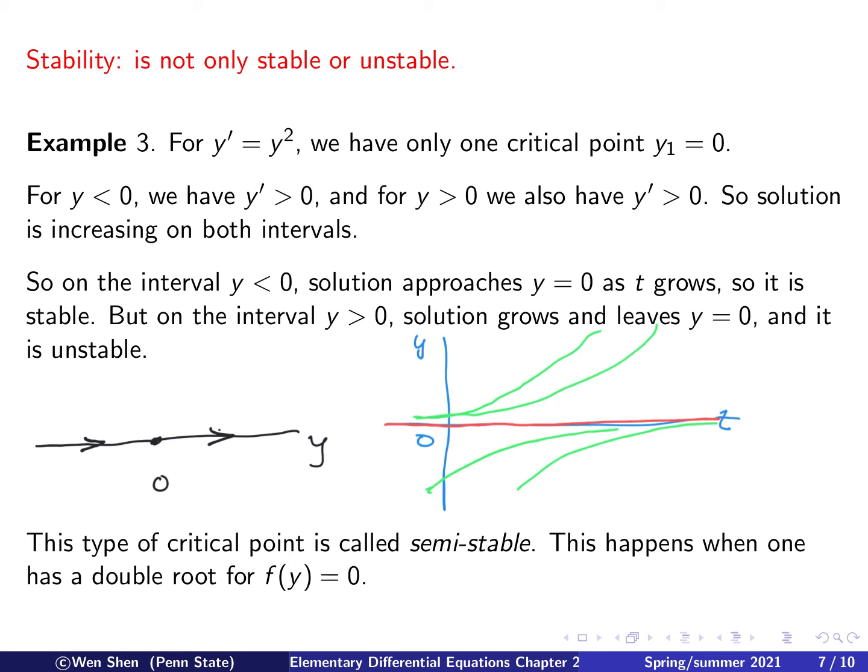As we can see in this example, such a critical point would occur in the case where the f of y has a double root at the critical point. So f of y is 0 and f prime of y is 0, or it is a polynomial to the power of 2 also.